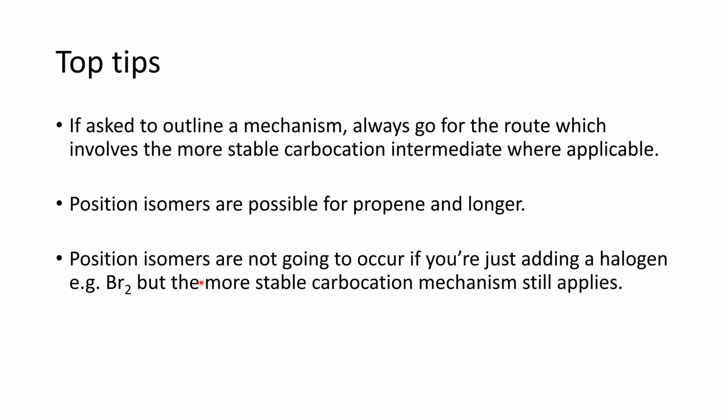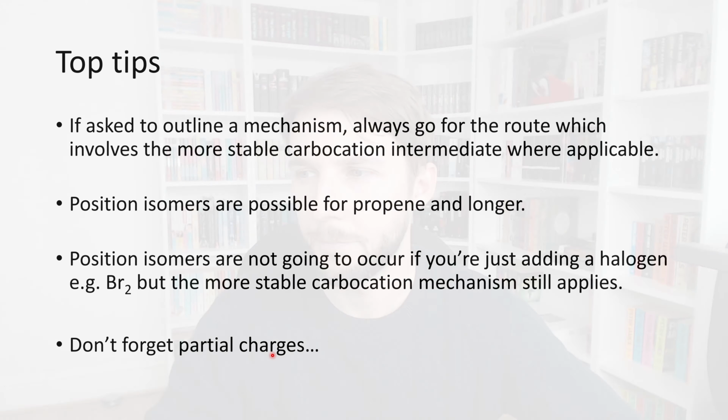Remember that position isomers are not going to occur if you just add a halogen, because actually you're adding a bromine in this case to each carbon either side of the double bond. So it doesn't matter which one you add to each carbon because they're both the same thing. But you still need to follow the more stable mechanism. And don't forget to add partial charges onto your electrophile, Br2, HBr, onto the sulfuric acid catalyst.